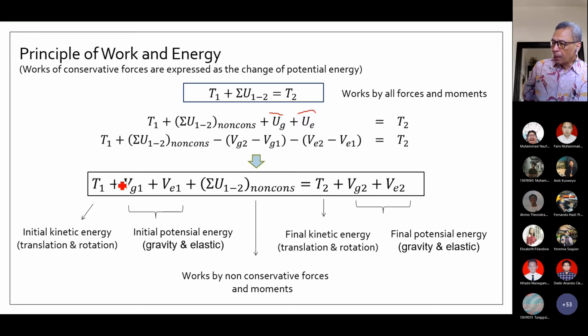Jadi efek gaya gravitasi, efek gaya pegas semua sudah diperhitungkan di sini dan di sini. Sini tinggal gaya-gaya non konservatif, gaya-gaya yang tidak tergantung pada posisi awal dan akhir, hanya tergantung pada lintasan yang dialaminya.